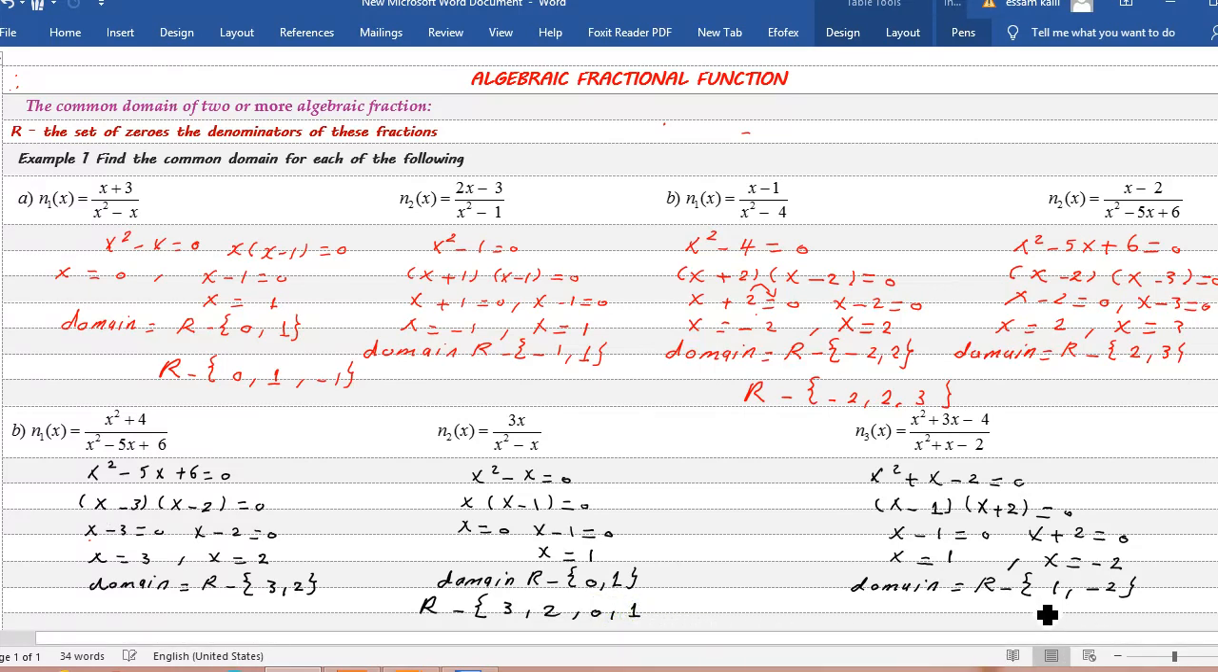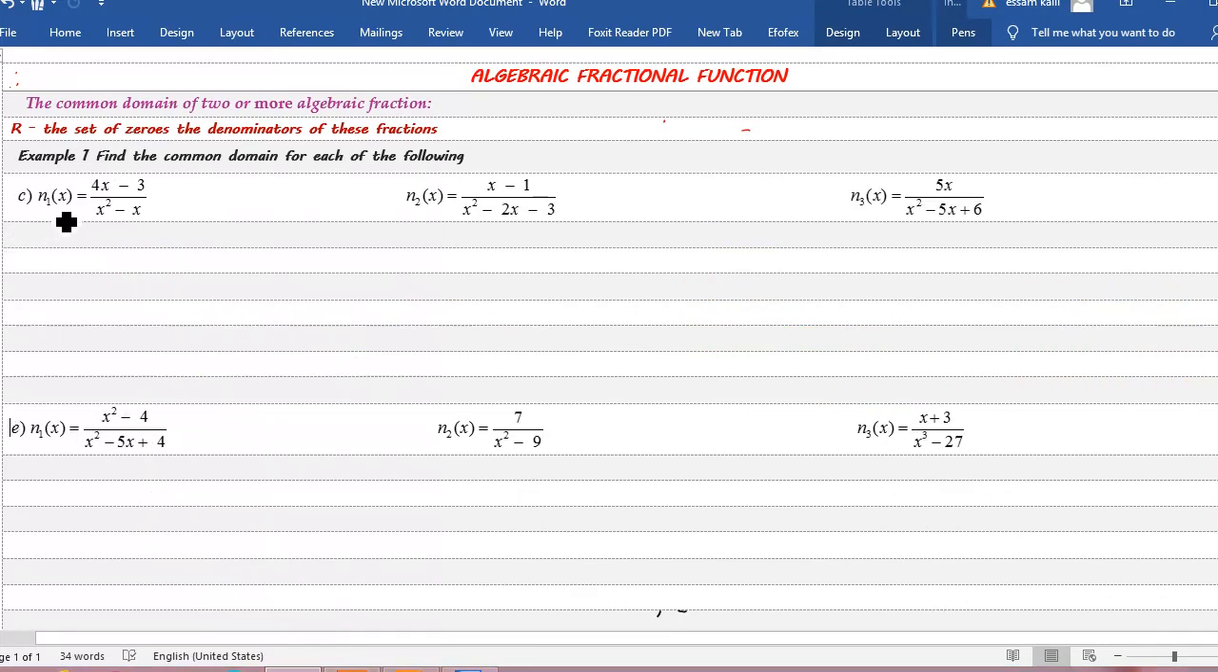I am writing 1 and does not writing, so writing negative. Then the common domain between n1 and n2 and n3 equals the difference of the sets of zeros of the denominator of the 3 functions. Letter C, n1(x) equals (4x minus 3) over (x power 2 minus x).